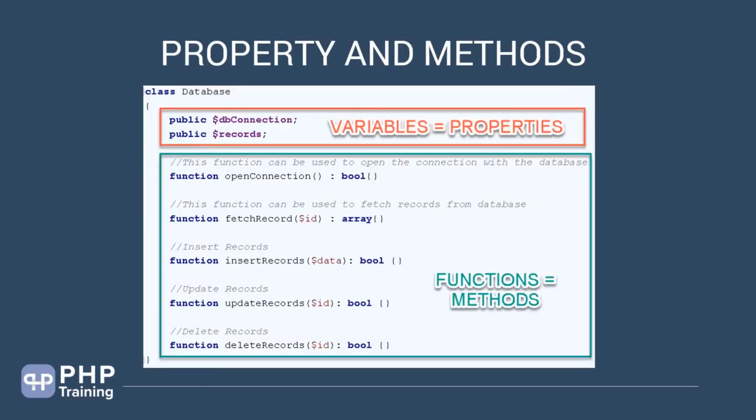Okay, so what are property and methods? If it's a database class that you have seen previously, we just created the DB connection and records, which are basically variables, but we call them properties. The functions that we have created are called methods. So remember this: from here on, whenever you write a class, when you explain to your friends or somebody else, try to call them properties, try to call them methods.